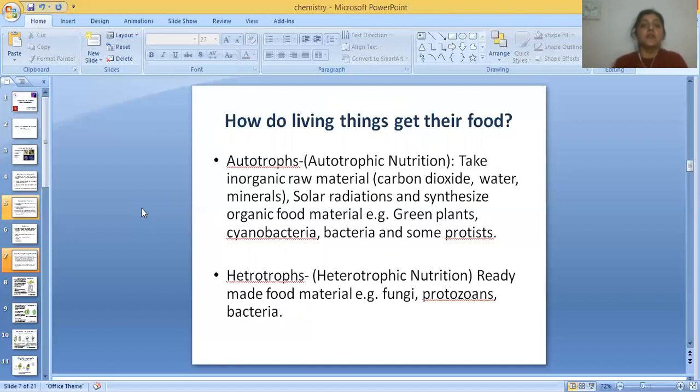And heterotrophs are those organisms which take ready-made food material, for example, fungi, protozoans, and bacteria.